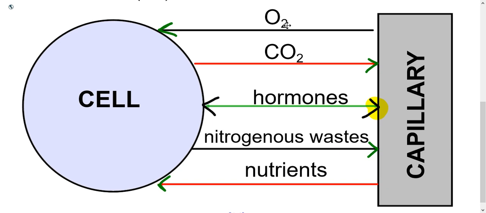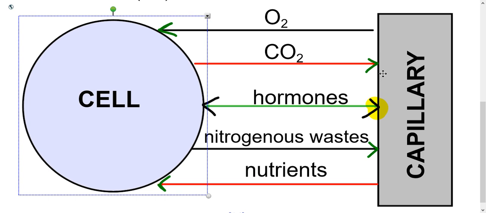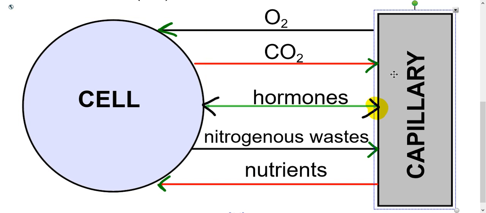oxygen is going to go into the cell from the capillary. Carbon dioxide will be high in the cell as it's made during cellular respiration, and it'll diffuse out back into the blood or the capillaries. Hormones are going to go each way. Some hormones will be made in certain cells and then carried by the blood to other target cells or organs. Nitrogenous waste will diffuse out of the cell and into the capillaries, and nutrients like our glucose, the things we talked about in the digestion unit, will diffuse from the bloodstream back into the cell.